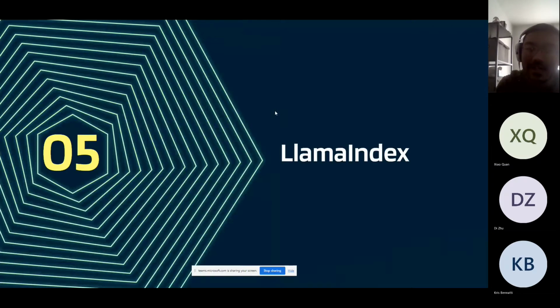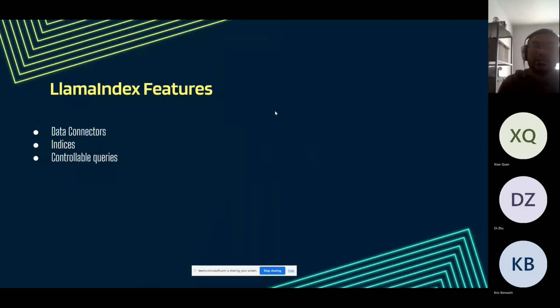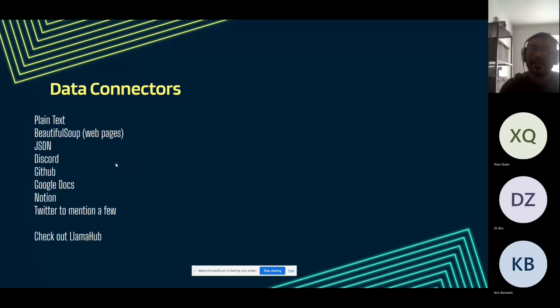So let's now talk about LlamaIndex. LlamaIndex is a very useful library, and these are some of the stronger aspects of it. Data connectors: it allows you to easily use your data sources like Google Docs, Notion, etc. It allows you to build a wide variety of indices. We'll go into this in a little more detail soon. And it allows you to parameterize your queries in very interesting ways.